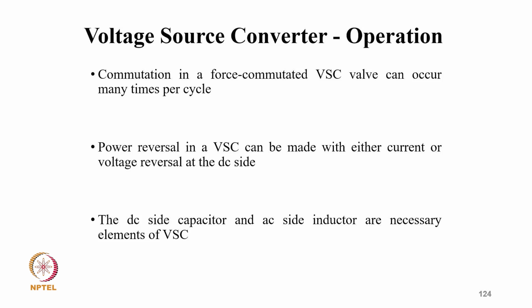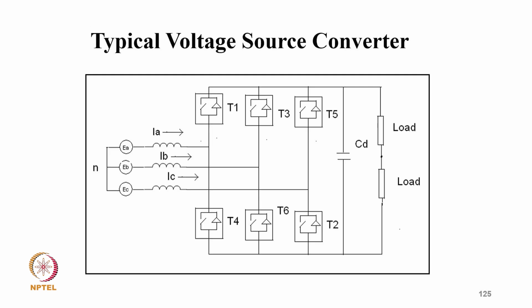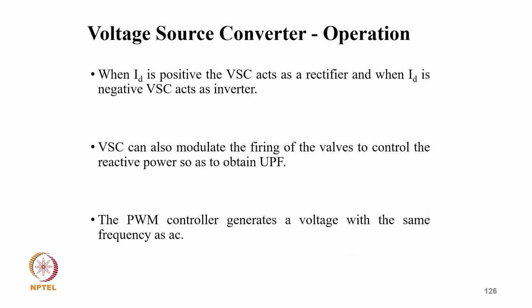Coming to voltage source converter operation, in a force-commutated voltage source converter the valve commutation can occur many times per cycle. Power reversal in a voltage source converter can be made with either current or voltage reversal at the DC side. So a DC side capacitor and an AC side inductor are necessary elements of a voltage source converter. This is a typical example, where we have the valve with a self-commutating device and anti-parallel diode, and of course on the DC side we have a capacitor filter. On the AC side we have an AC inductor.